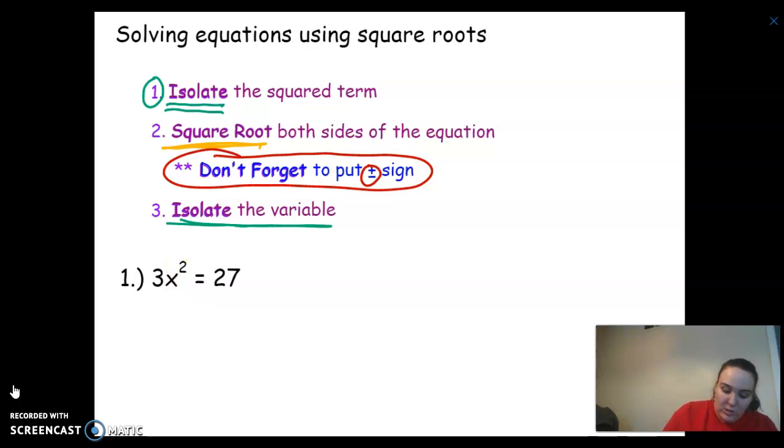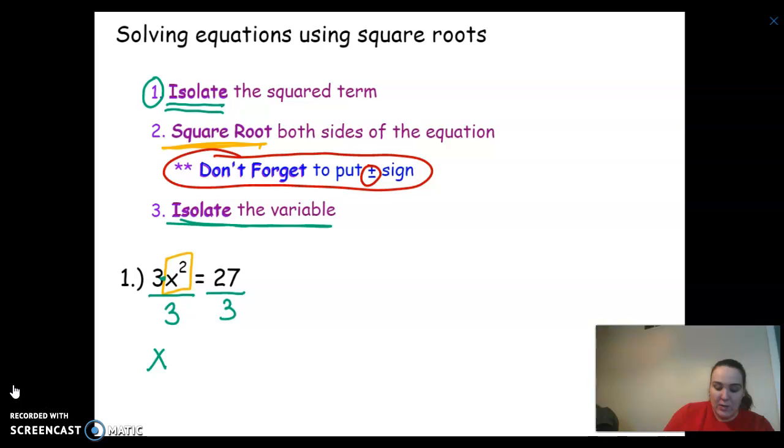you could say my squared term is just the x squared right there. Put a box around it. Okay, what is keeping that x squared from being isolated? Right now this says 3 times that, right? So solving a basic equation, you know that to get rid of a multiply by 3, we need to divide by 3.